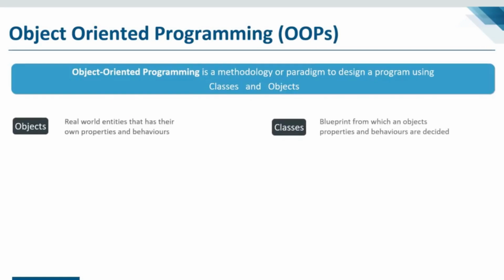So let's see the definition. An object is a real world entity which possesses an identity. It has some properties and some behavior. Whereas a class is a group of objects, or we can say a blueprint, from which these objects are grouped together into one single class, and all these objects share some common properties and behavior.